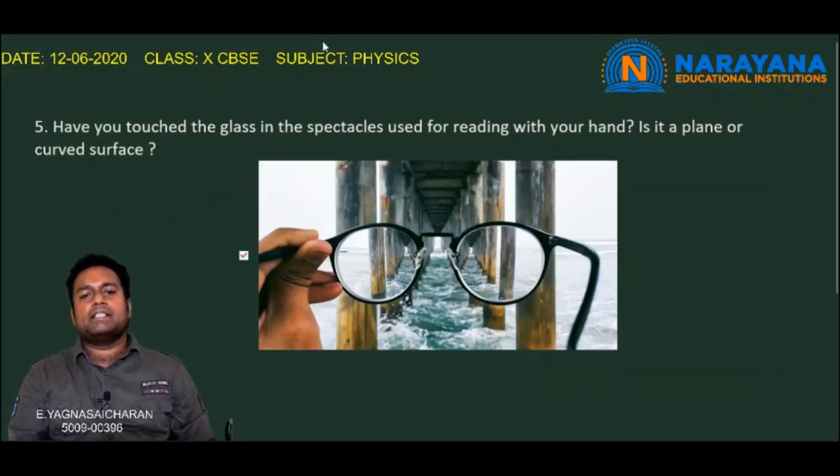Have you touched the glass in the spectacles used for reading with your hand? Is it a plain or curved surface? Generally, if we touch the lenses with our hands, it may be thick at the center or thin at the edges, or thick at the edges or thin at the center. So either we may find a convex or concave type of lens. Is it a plane or a curved surface? Obviously, these glasses are curved surfaces.